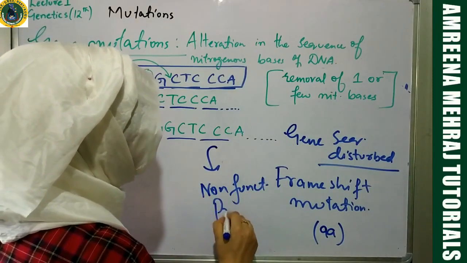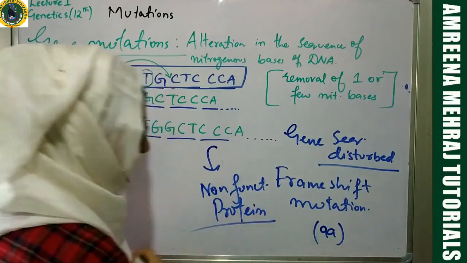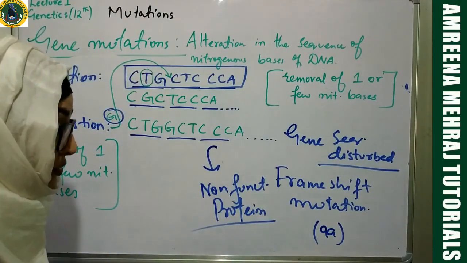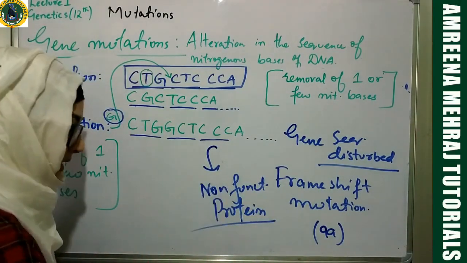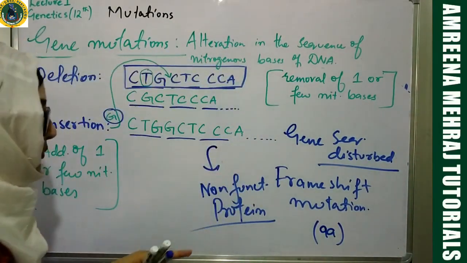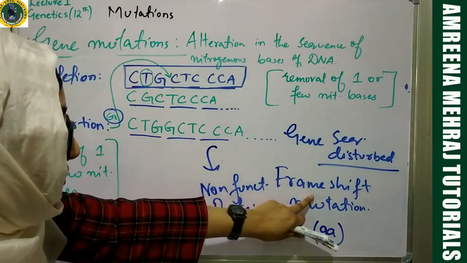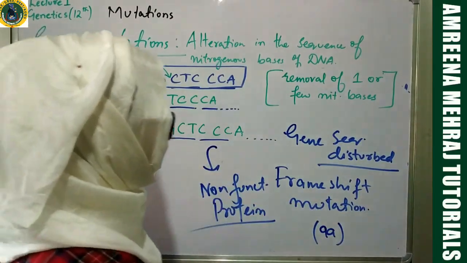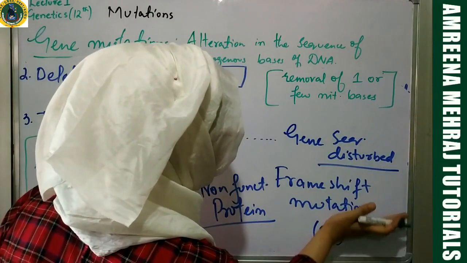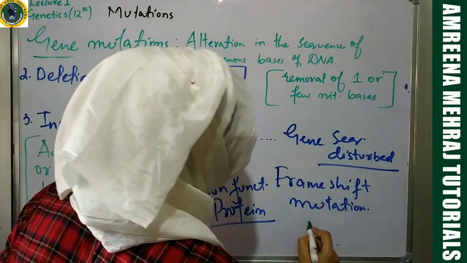non-functional protein, to be specific a polypeptide. Then that is going to result in different kinds of genetic disorders. Such a type of mutation which happens due to deletion and insertion, such mutations are called frameshift mutations. You have another term for these mutations, you call them gibberish mutations.